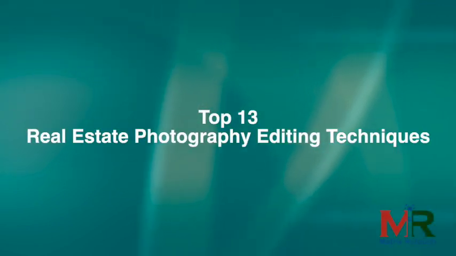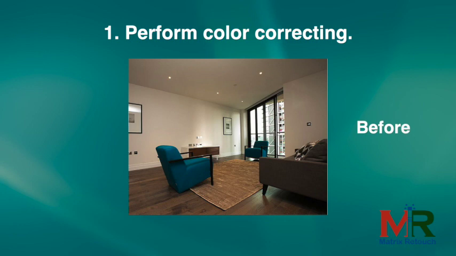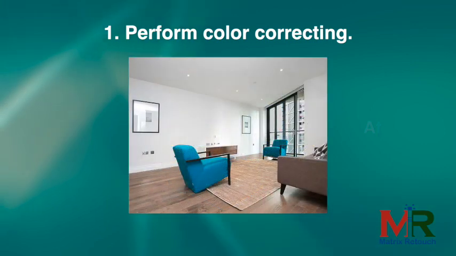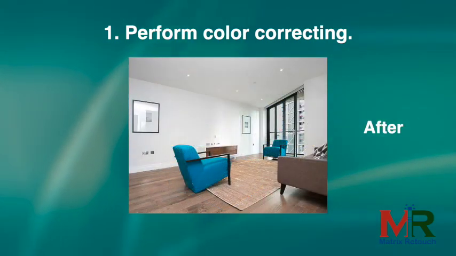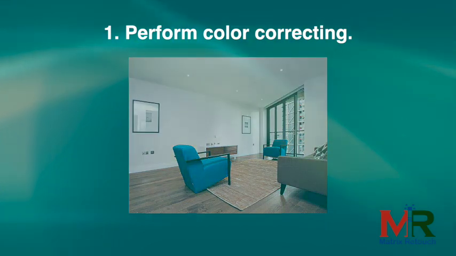Top 13 Real Estate Photography Editing Techniques. 1. Perform color correcting. Color correction is probably one of the basic and essential steps in real estate photo editing. Color correction can be done on Lightroom and Photoshop.